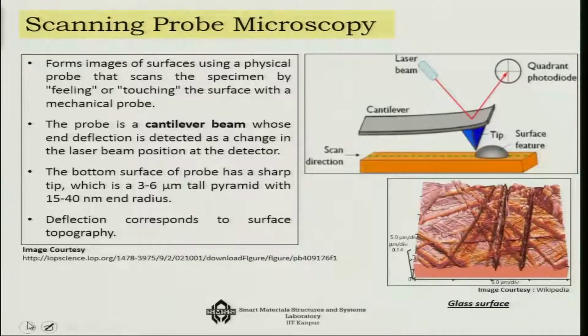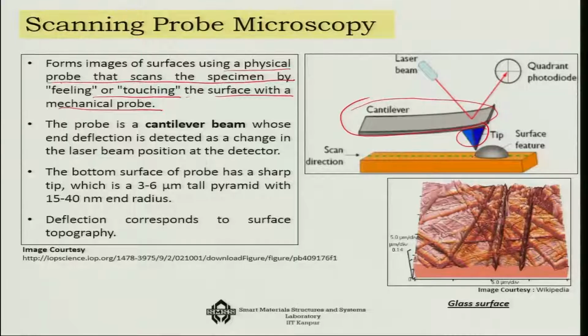Now, scanning probe microscopy, you know, is one of the most powerful imaging technologies available today, and it is used for imaging of surfaces using a physical probe that scans the specimen by something like touching the surface with a mechanical probe. So, this is a cantilever probe, as you can see here, and it has a sharp tip and it is going to touch.